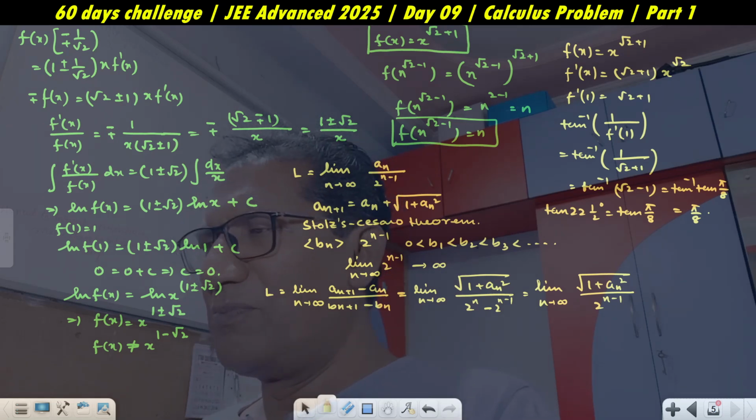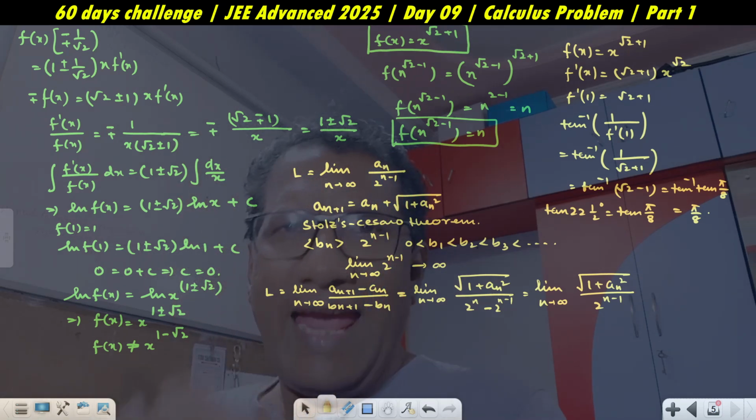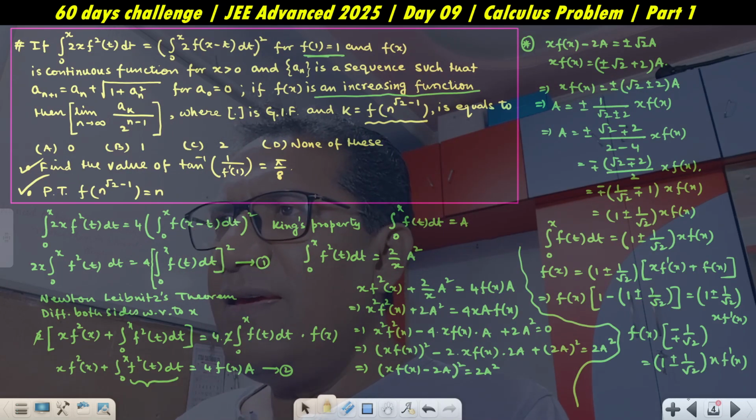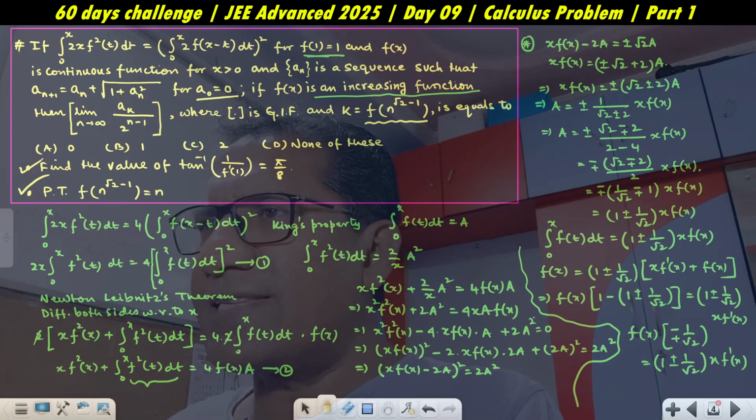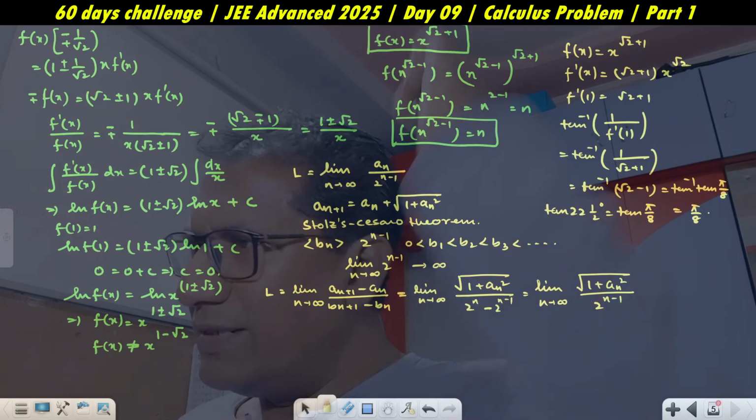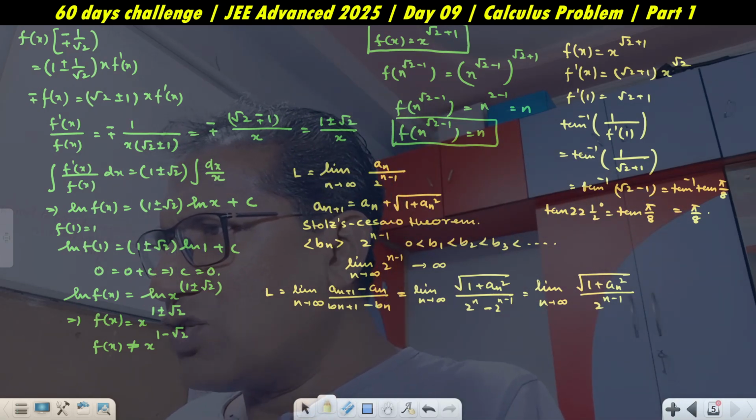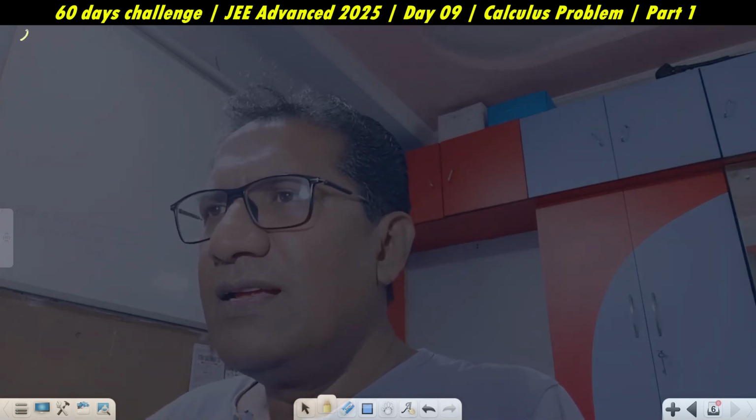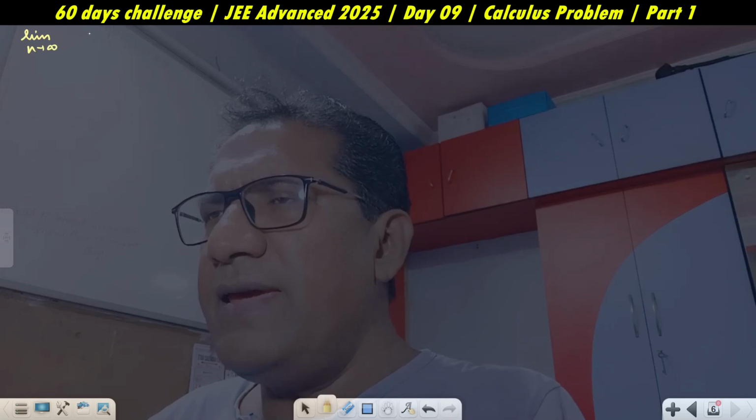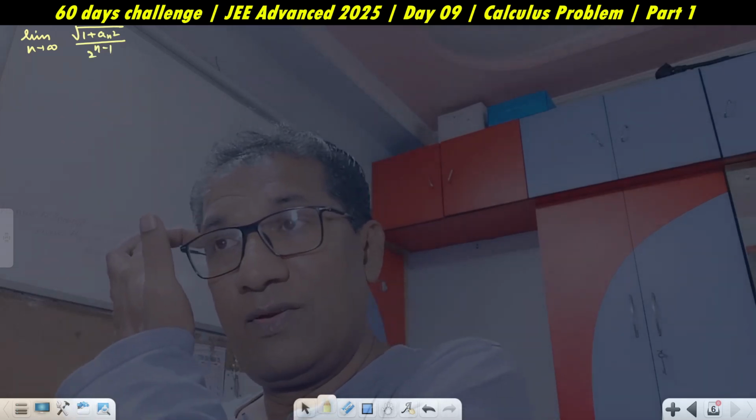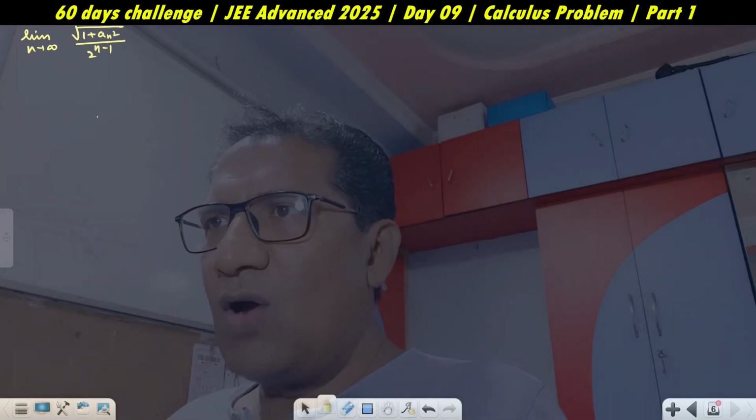Okay, now how to solve this? Again, a new problem arises up. How to solve root over 1 plus a(n) square, and we have been provided with a0 equals 0. That's it, a0 equals 0, nothing else. So how to approach this? Let me go to the next page. It is the limit as n tends to infinity of root over 1 plus a(n) squared divided by 2 to the power n minus 1. So how to solve this one?